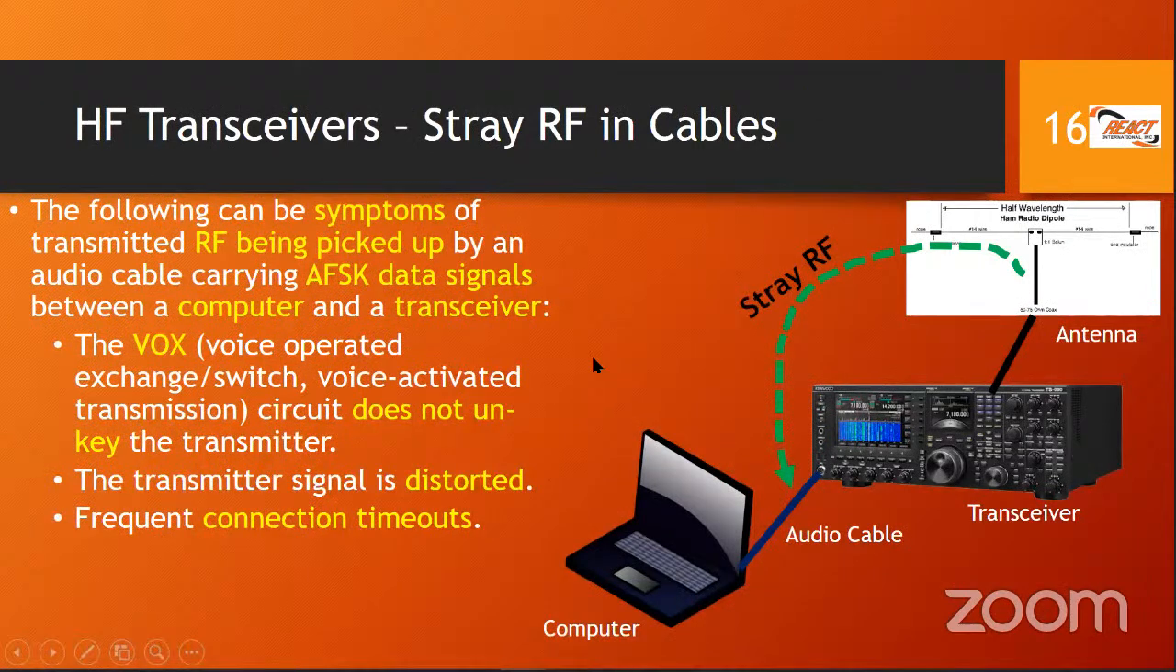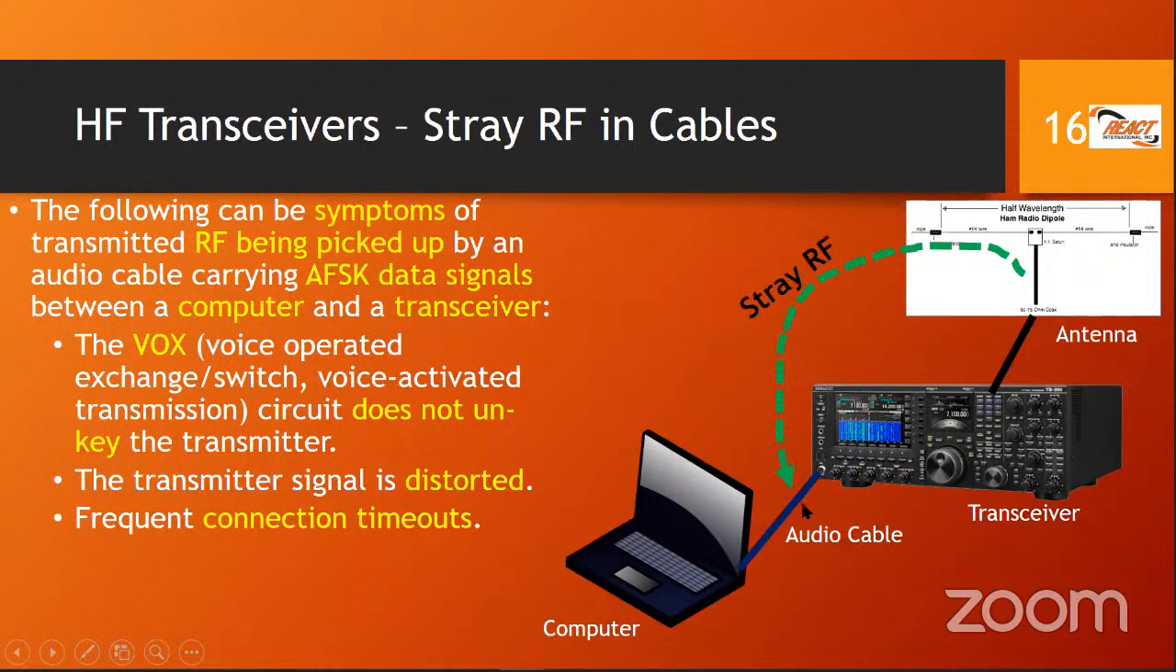We also need to be aware that we are, again, doing digital modes here. So our computer is connected to our transceiver. Transceiver is connected to our antenna. That audio cable goes between the computer and the radio to have that AFSK signal go from the laptop. That computer is running digital mode software, maybe WSJT-X or whatever software you're using. And you have an audio cable that is letting those audio tones go from your computer to your radio so it can transmit them.